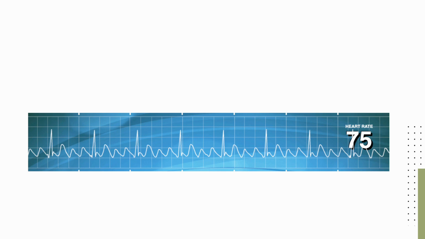This next rhythm has a very identifiable sawtooth pattern in between the R-to-R intervals. These fluttering waves originate in the right atrium at something called the cavo-tricuspid isthmus. That's another nice board question. And the definitive treatment is an ablation for this.